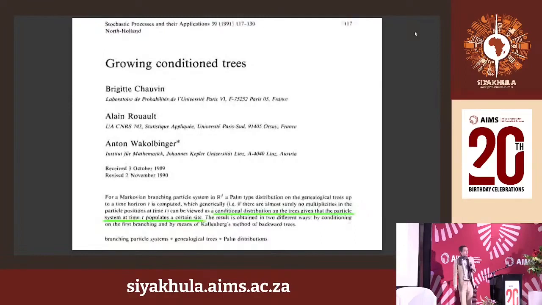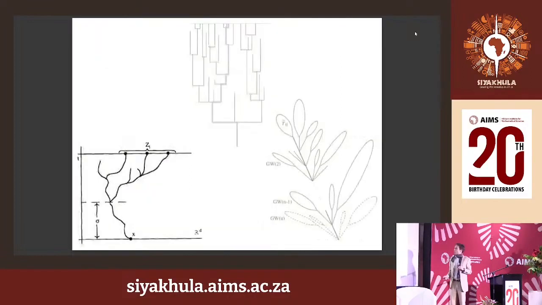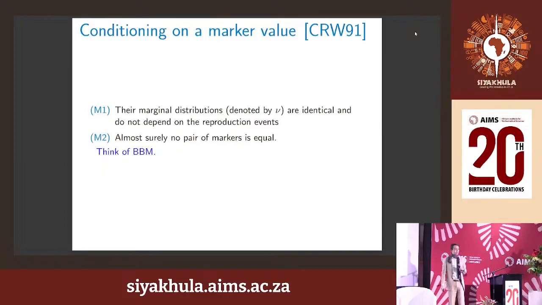What about the last model in the last minute? Last model, okay. We have a branching process, branching Brownian motion, going through time, splitting, and we condition on one particle being at a specific point in space at a specific time. And we just need 2 technical conditions. The first one is all marginal distributions are identical. Okay, wonderful. Think of branching Brownian motion, yes? The particles all behave the same.